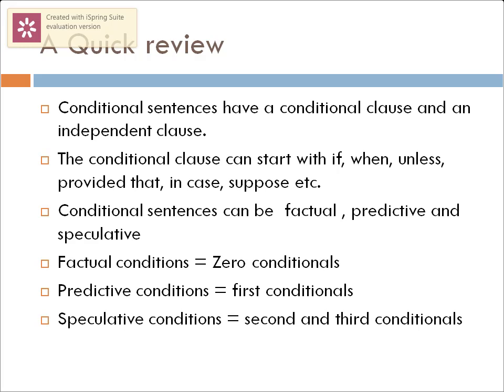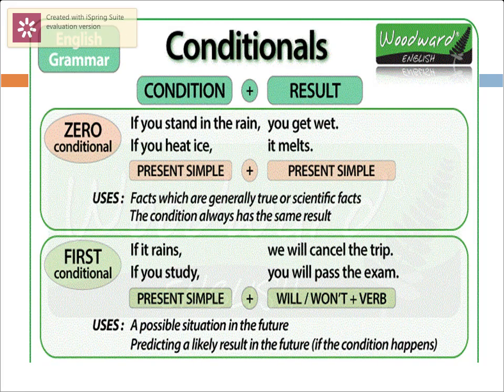Now, factual conditions can be called zero conditional sentences also, and predictive conditions where there is a high likelihood of the condition being satisfied are called first conditional sentences. And speculative conditions or imaginary conditions can be grouped into second and third conditional sentences. In the previous video, we also learned about zero conditional sentences and first conditional sentences.